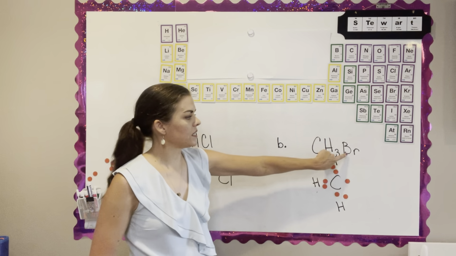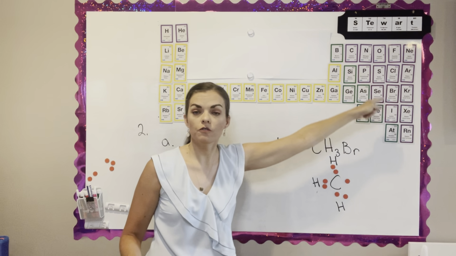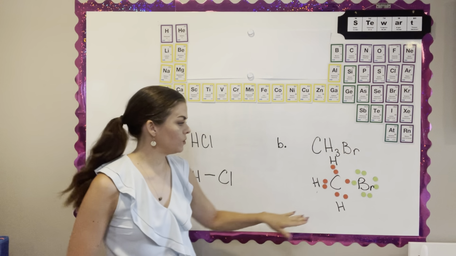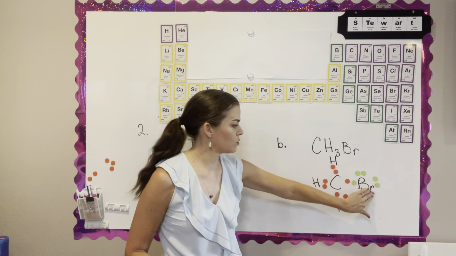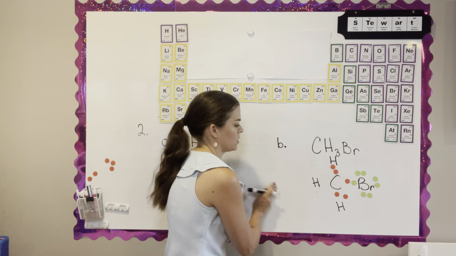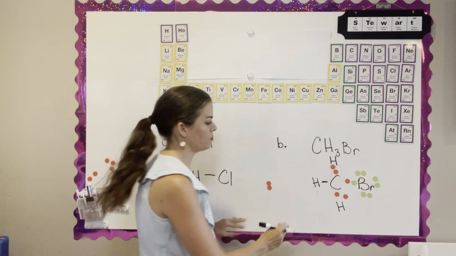And then the last element that we have is bromine. If you'll remember, bromine is in the column for 7A, so it has 7 valence electrons. I filled in my 7 valence electrons around bromine. So what is happening here is this hydrogen and this carbon are sharing electrons to make that covalent bond.